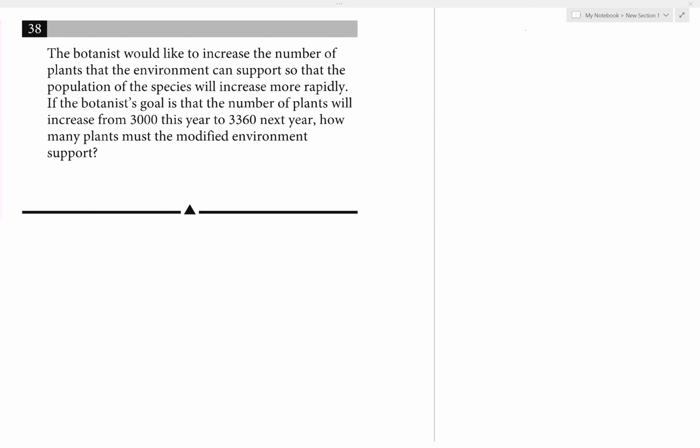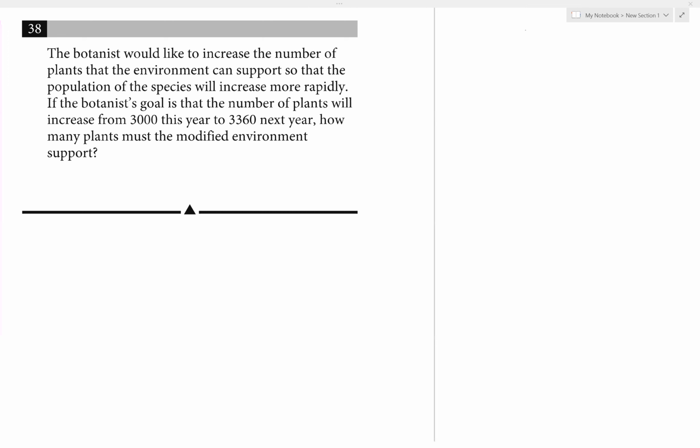All right, question 38. The botanist would like to increase the number of plants that the environment can support so that the population of the species will increase more rapidly. If the botanist's goal is that the number of plants will increase from 3,000 this year to 3,360 next year, how many plants must the modified environment support?